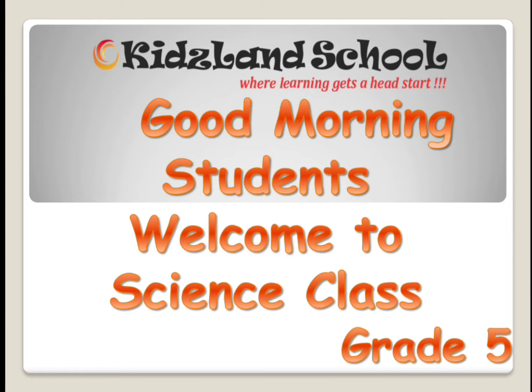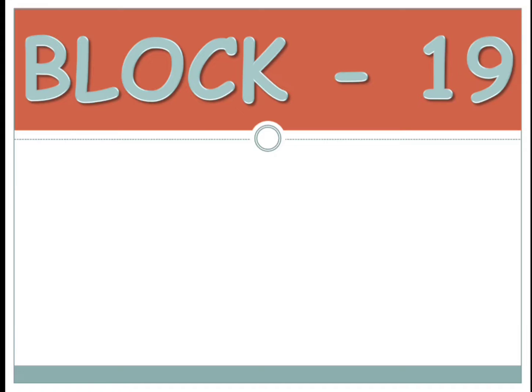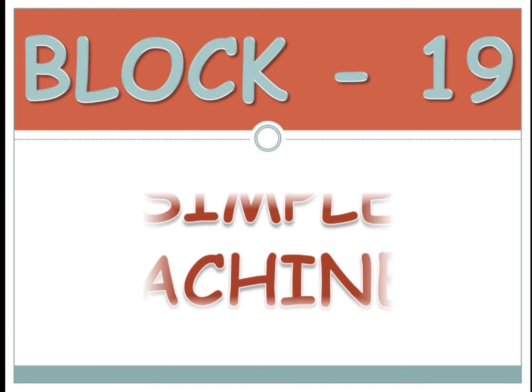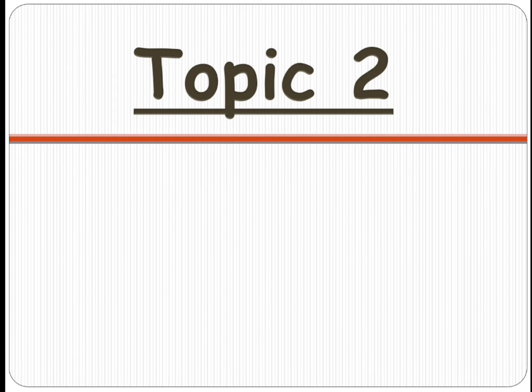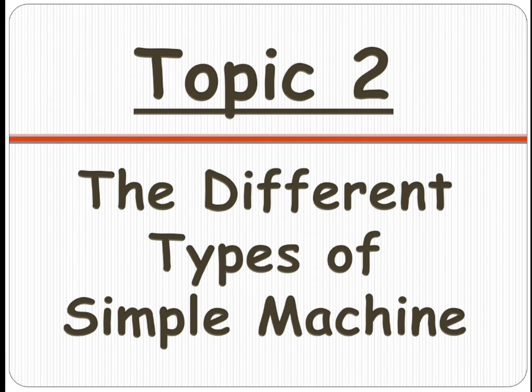So, in science, we are learning the 19th block, which is simple machines. Yesterday, we learned that a simple machine is a machine which makes our work easier and faster, isn't it, children? So, in the second topic, we are going to learn the different types of simple machines. Please open your science content book, children, and turn to page number 118.